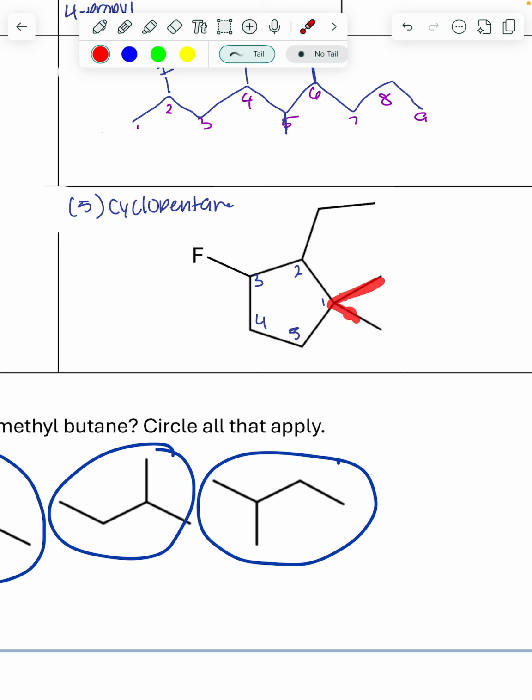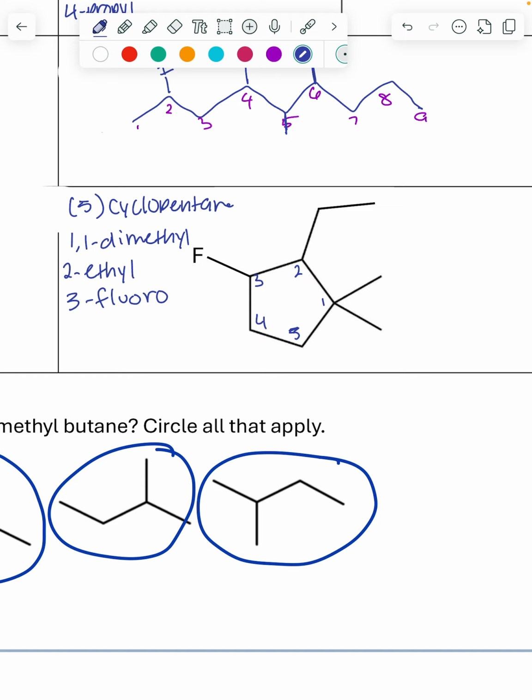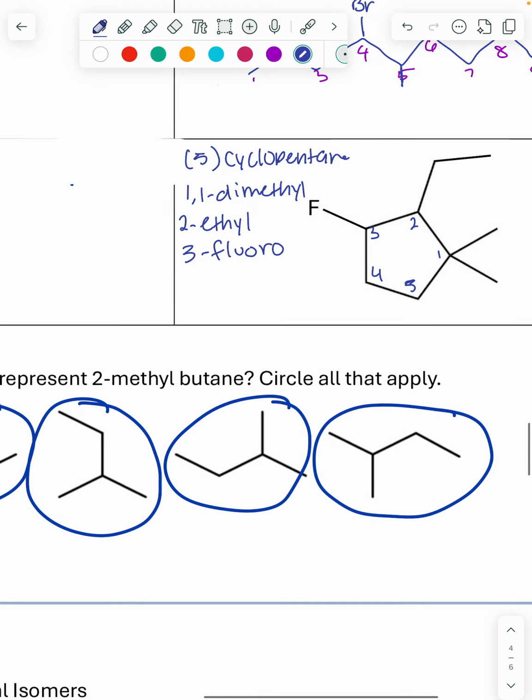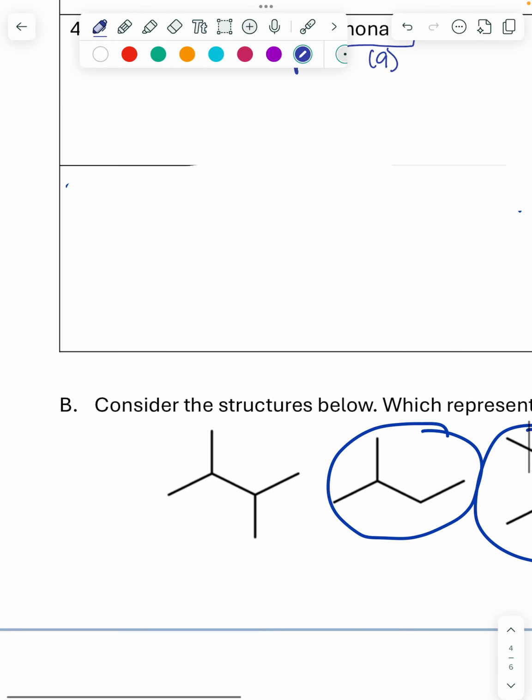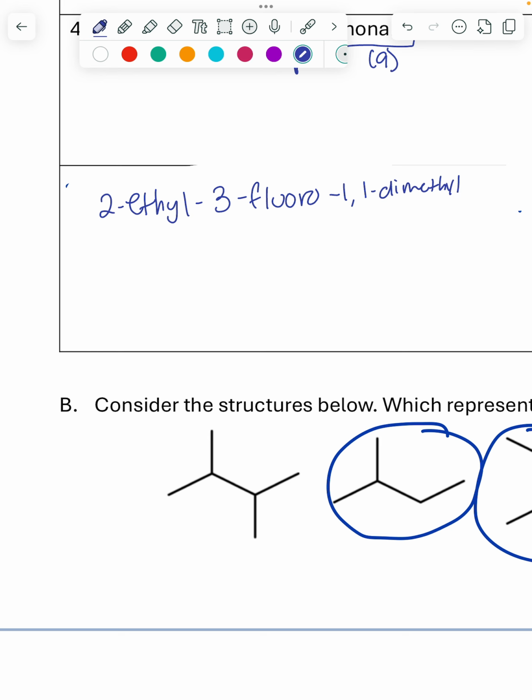So we see that 1 has 2 methyl groups. So it's going to be 1,1-dimethyl. 2 has an ethyl group. And 3 has a fluoro group, or fluorine. Okay. So now if we're naming it in alphabetical order, we're going to start with the ethyl. So 2-ethyl, and then fluoro, 3-fluoro, and then 1,1-dimethyl, cyclopentane.